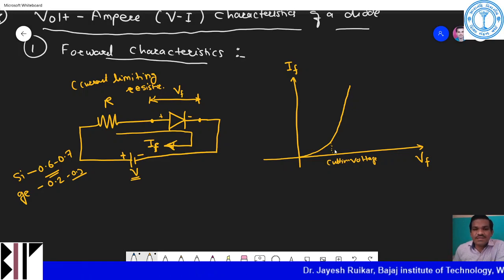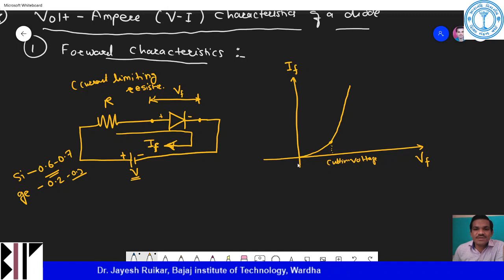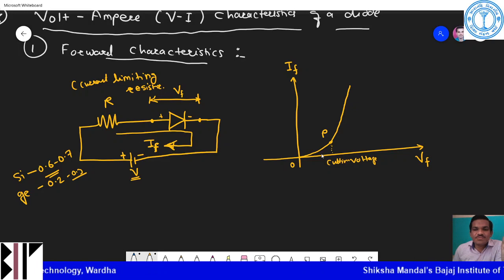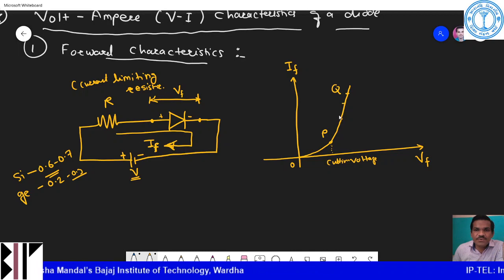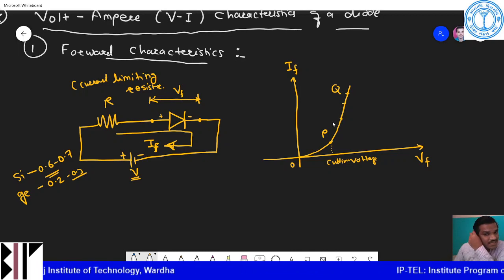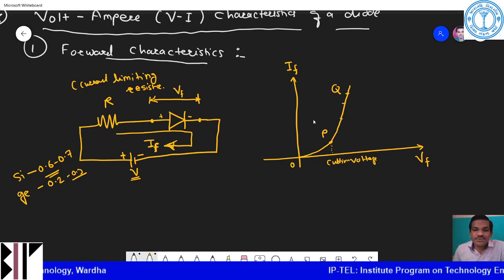So if I want to specify, if this is my point for the cut-in voltage, this is 0 and this is P. From 0 to P, the current flowing is very less. Whereas if you take another point Q on this curve, the current flowing from point P to point Q increases exponentially.